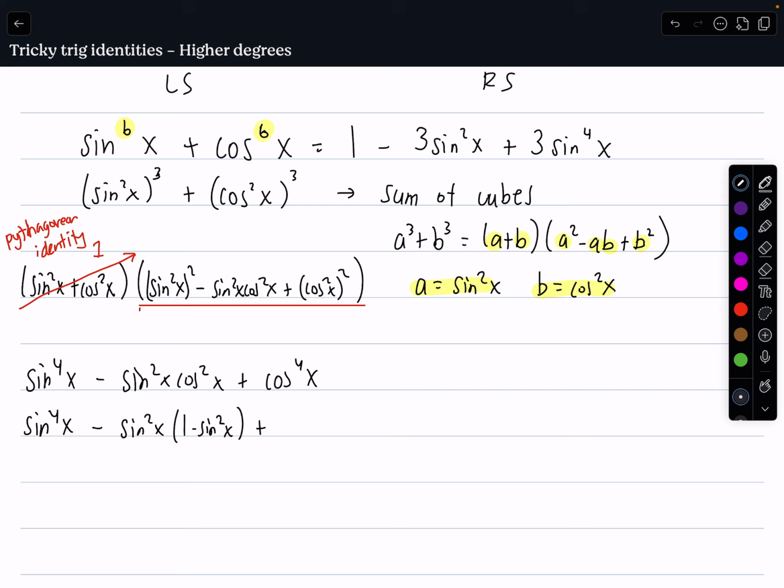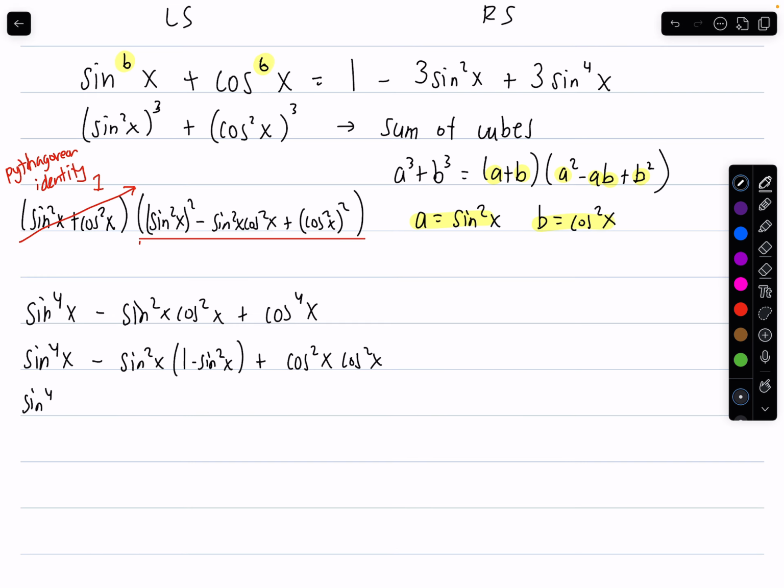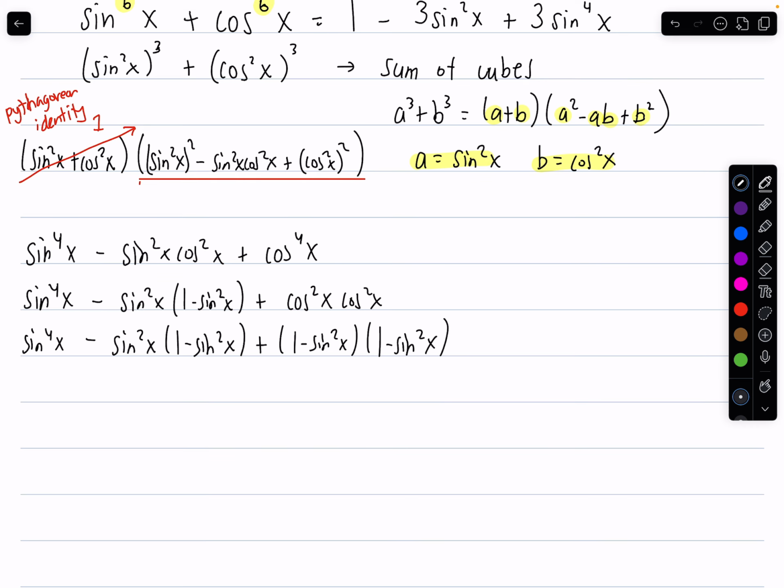And this is the same thing as saying cos squared x times cos squared x. And the reason I'm writing it out like this is because you're going to see in the next step what I do. Sine squared x times (1 minus sine squared x), plus cos squared x, which is 1 minus sine squared x times 1 minus sine squared x.